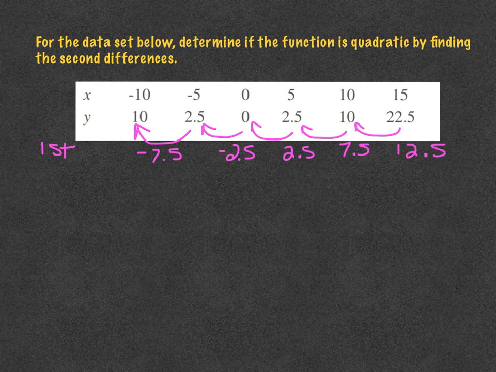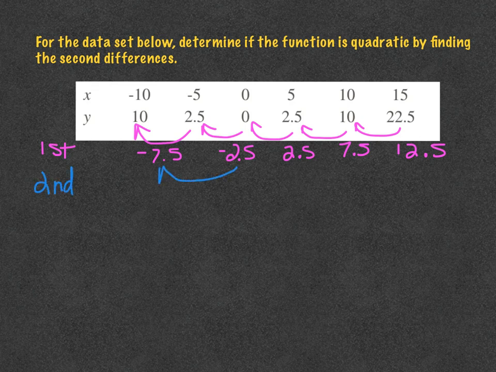So one thing we can tell right now is that this is definitely not linear, so it potentially could be quadratic. Of course, it could also be exponential, but until we find the second differences, we won't know for sure. So let's find those second differences.